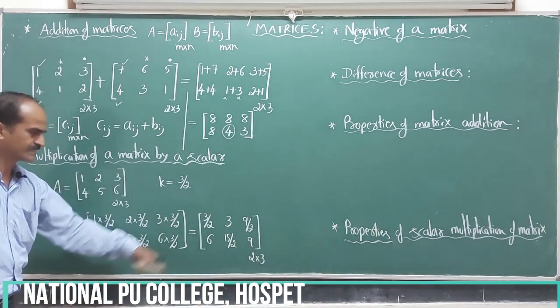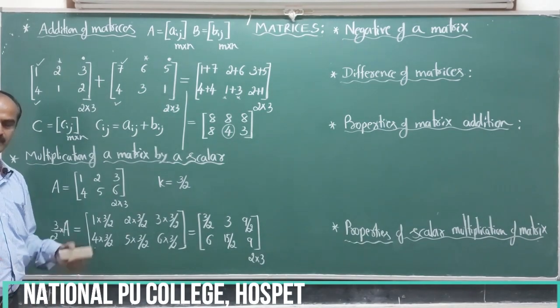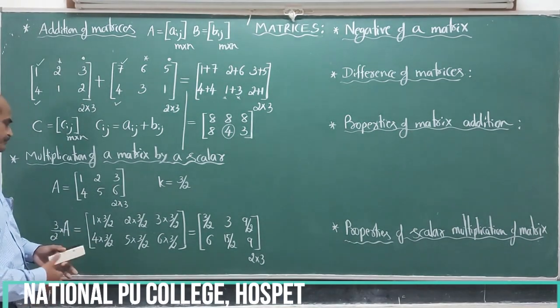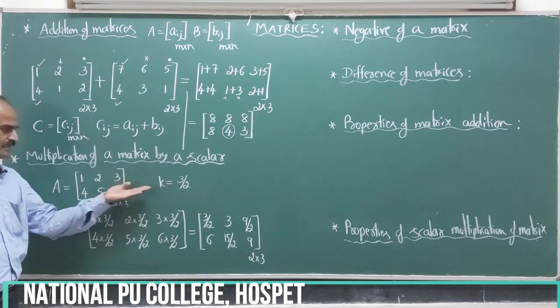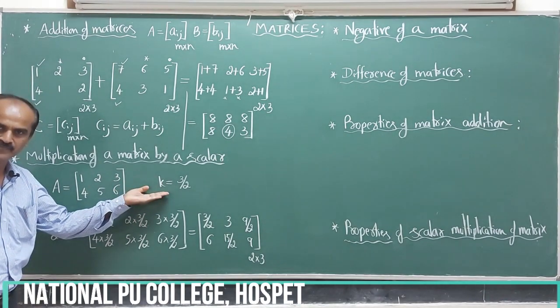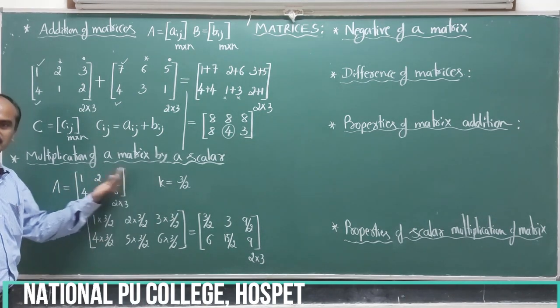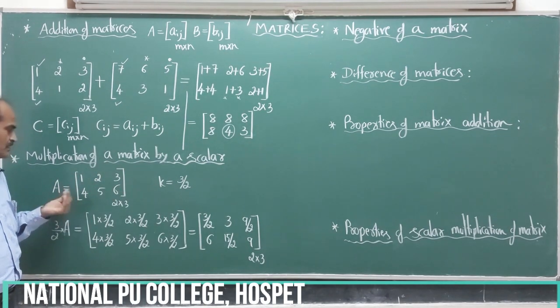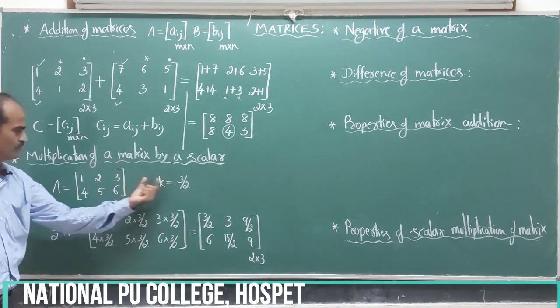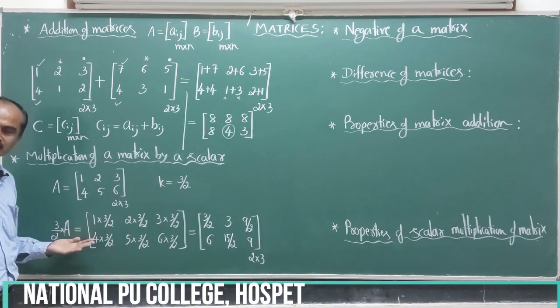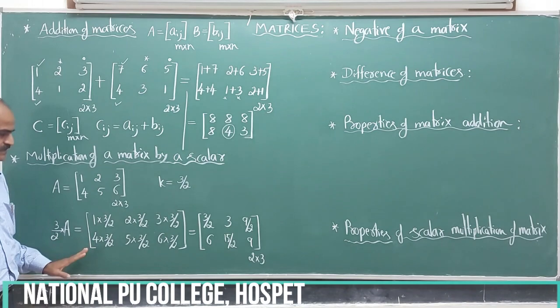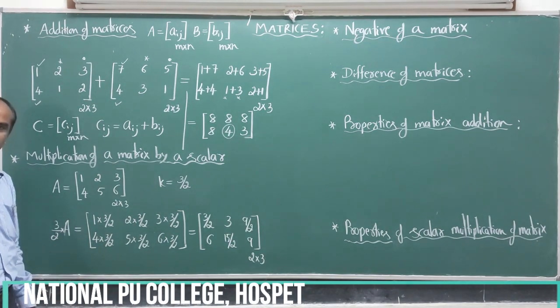So the order of the resulting matrix is 2 by 3. Very simple procedure. A matrix of any order is given and a scalar is given. To multiply these two, the procedure is you multiply that scalar with all the elements of the matrix. This is the scalar multiplication of a matrix.